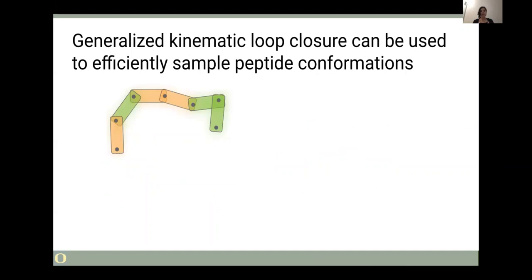The method we use for this is called generalized kinematic loop closure, and I'm going to refer to it as KIC for simplicity. It's inspired by robotics. Let's say this is a robot arm in 2D, and you want to close the two ends. What you do is randomly move it around these degrees of freedom, right? And around where the elbow should be, and you can bring the two ends together.